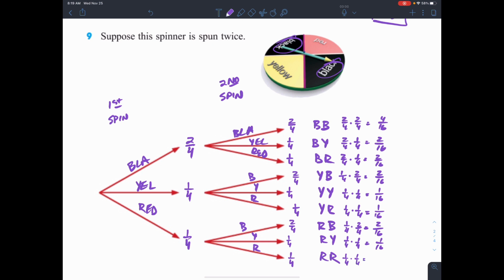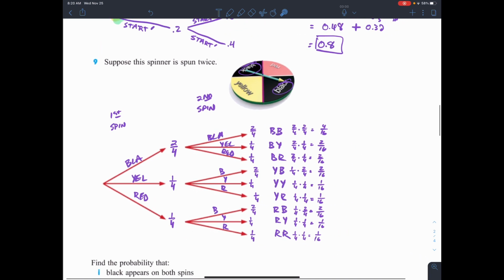Now, as I said earlier in our review, this all needs to add up to 4 out of 4, 100%. So that means all of these have to add up to 16. 16 out of 16 has to be 100% of all of our different possibilities. So let's check. 4, 5, 6, 7, 8, 9, 10, 11, 12, 13, 14, 15, 16. So we did this correctly. We've got all the different possibilities and all the different probabilities listed here. So this is good. We're in the right spot here.